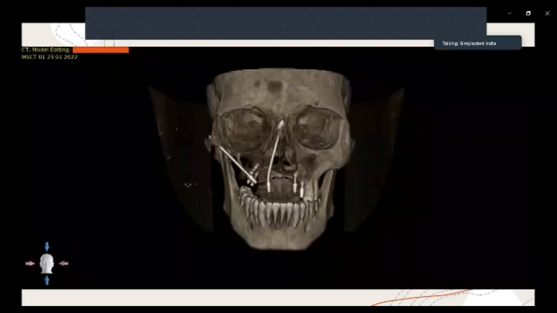Now there are more cases. Up till now I have done 10 glabella cases, and a number of mucormycosis patients have been done today also. Right now in Surat, in the morning, I did one more rehabilitation of a mucormycosis patient, and tomorrow one more patient is waiting for us.